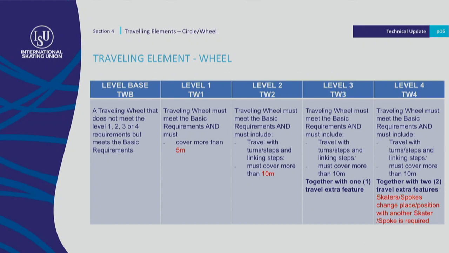Traveling wheel. The new changes have affected levels 1, 2, and 4. To get the higher level, a team must execute an extra feature: skater spokes change places, position with other skaters. Also, the new requirement for the traveling wheel is that two travel extra features cannot be executed at the same time. They must be executed one after another with a recognizable traveling.